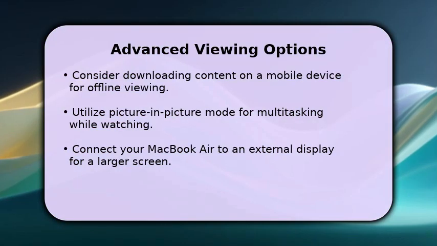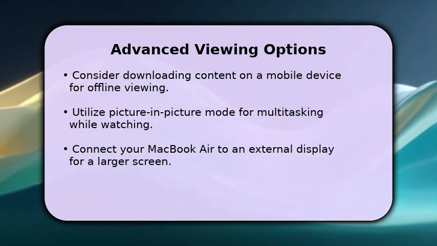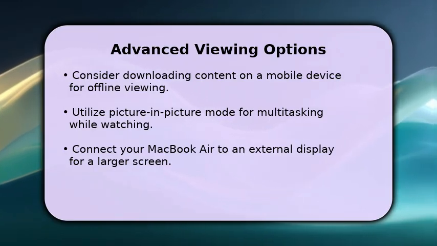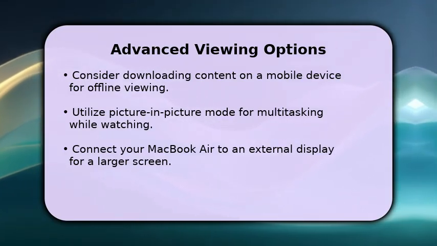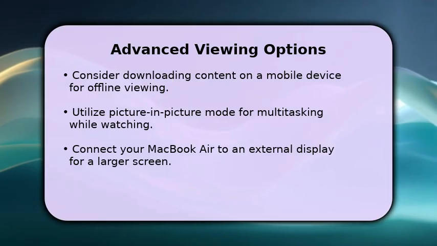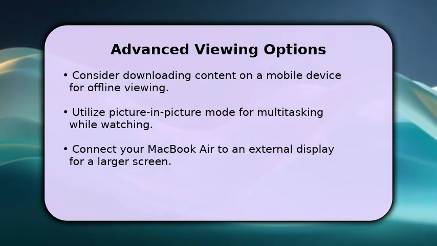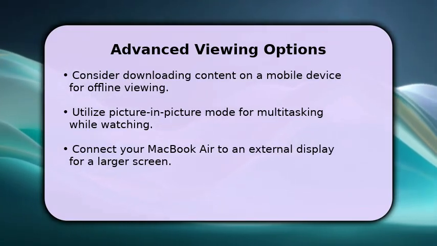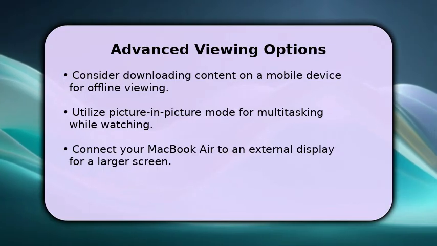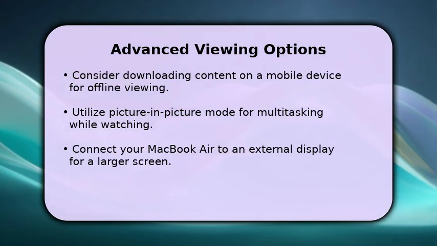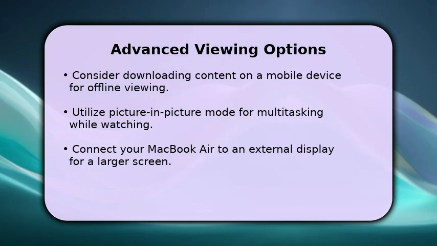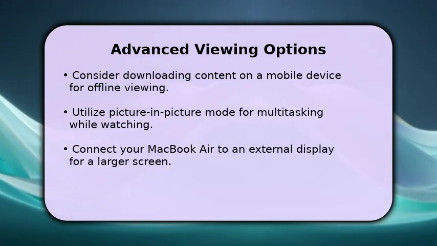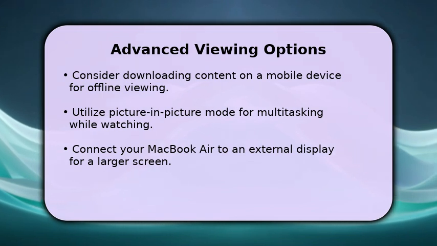For an even more versatile Netflix experience, consider a few advanced options. While you can't download directly to your Mac, you can download shows on a mobile device for offline viewing later. You can also connect your MacBook Air to a larger external display, like a television or monitor, using an HDMI cable for a cinematic view. Additionally, explore browser extensions that can add features like improved playback controls or custom subtitles, enhancing your overall streaming enjoyment.